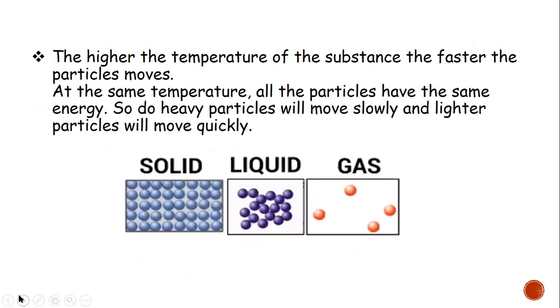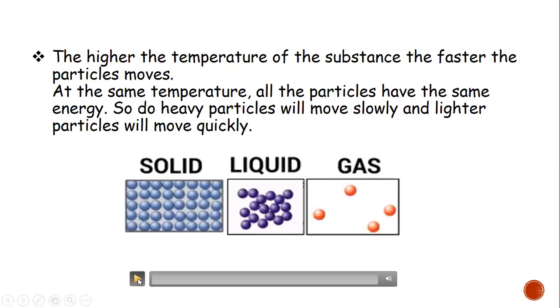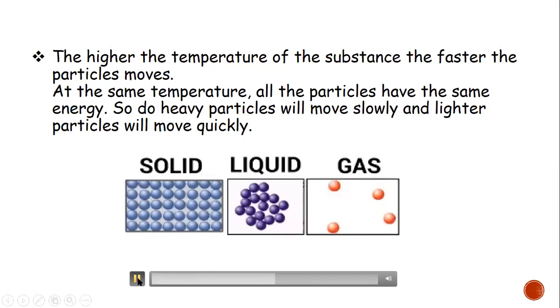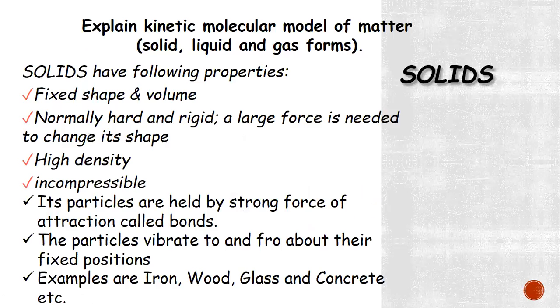The higher the temperature of the substance, the faster the particles move. At the same temperature, all the particles have the same energy, so heavy particles will move slowly and lighter particles will move quickly. Okay, now we have the kinetic molecular model of matter.